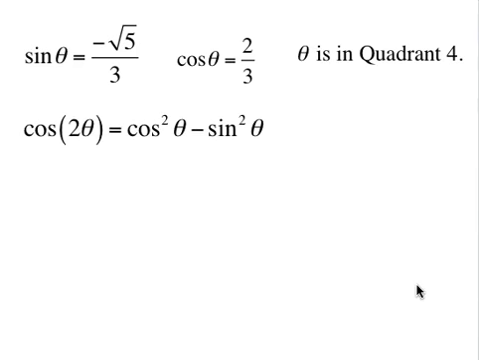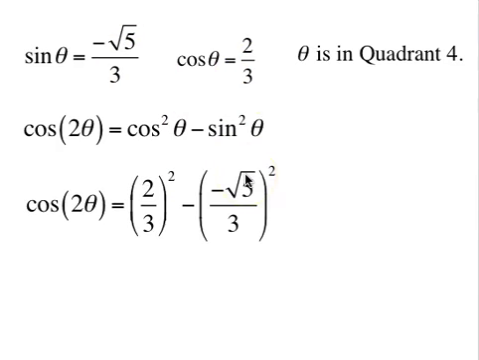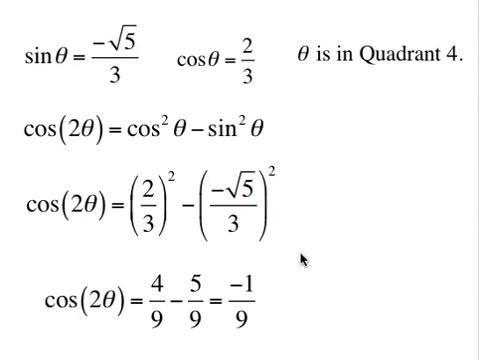Next up, what are we looking for? Cos 2 theta. And our identity for cos 2 theta that we'll use is cos squared theta minus sine squared theta. Cos theta is 2/3, square that, minus sine squared theta. Sine theta is negative root 5 over 3. Square that. 2/3 squared is 4/9. This thing squared is 5/9. We get 4/9 minus 5/9, which will give us cos 2 theta is negative 1/9.